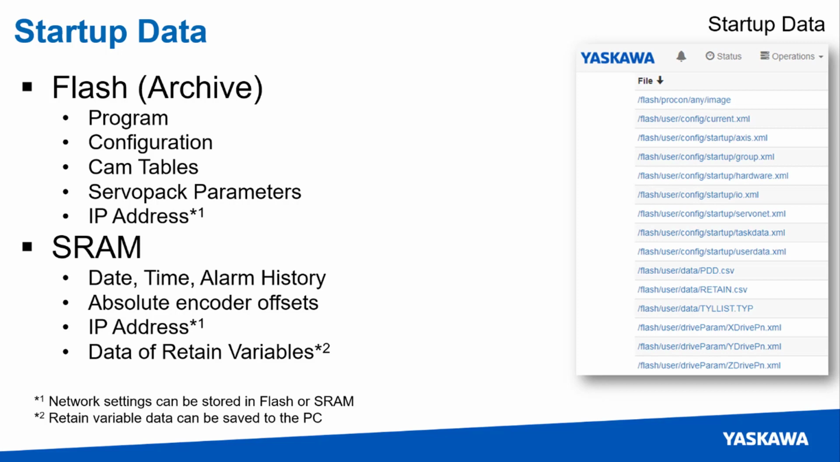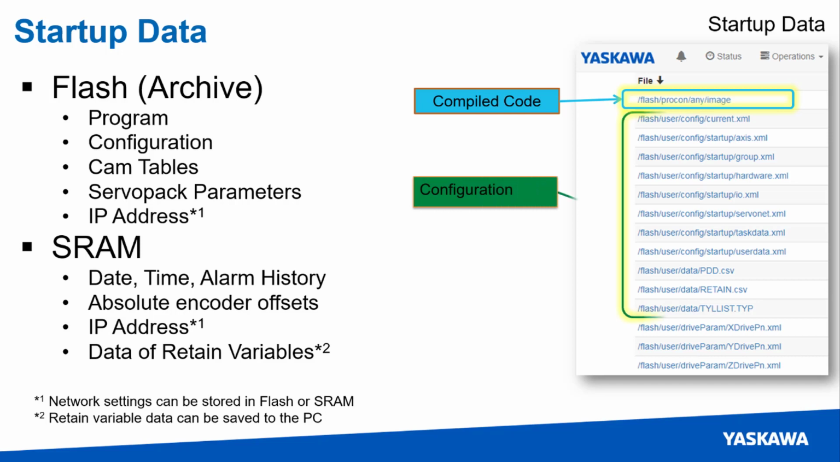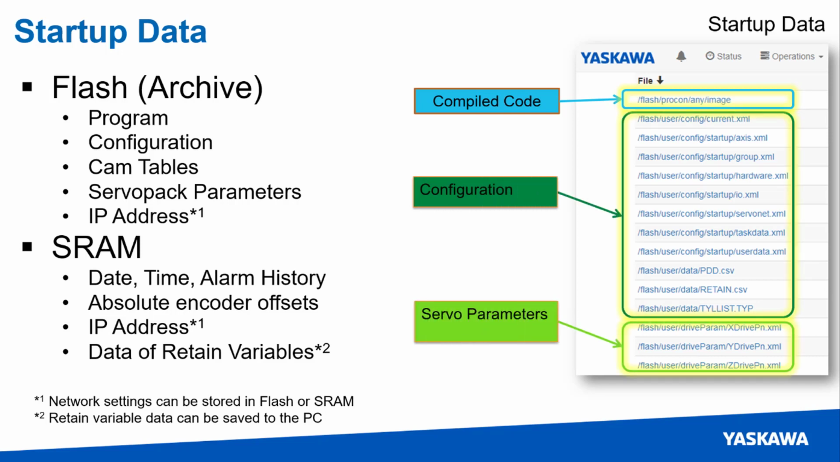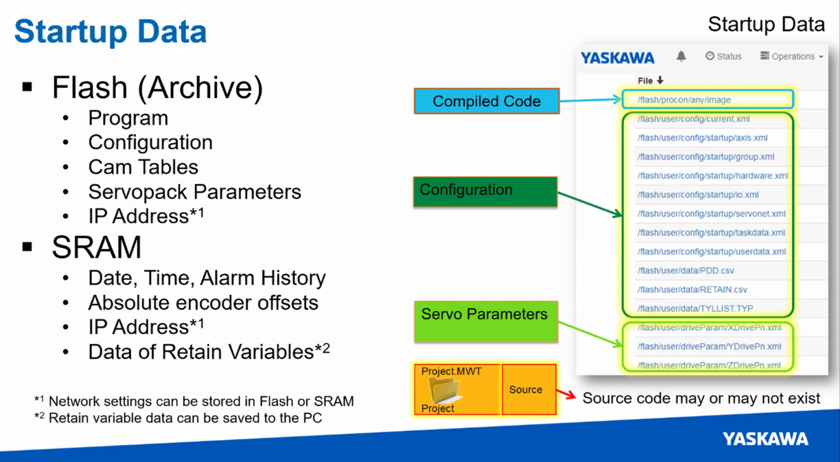These files include the compiled code, user units and other system configuration settings, and servo parameter settings for each servo axis. Any CAM tables and recipe data may also exist here, and the source code may exist here, although it is for reference only and does not execute. The archive is the data on the controller that would be common to all replicas of a particular machine. And it is most of what you need to back up the controller in case of replacement or to load a previous version of the code.